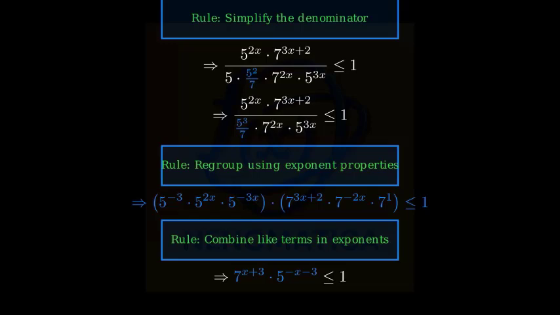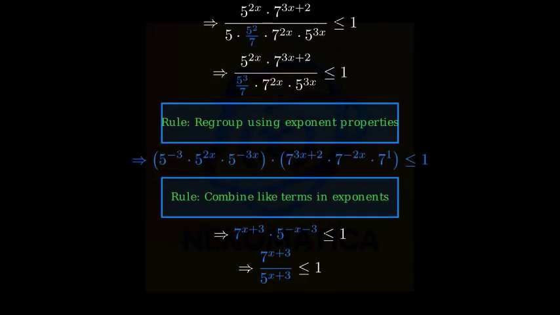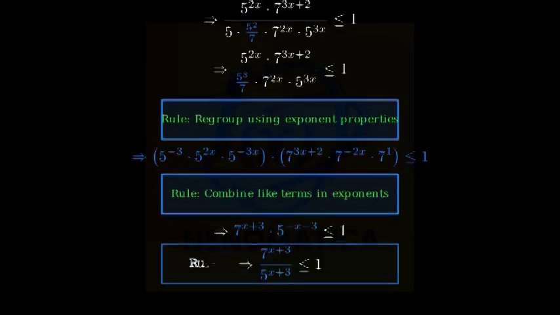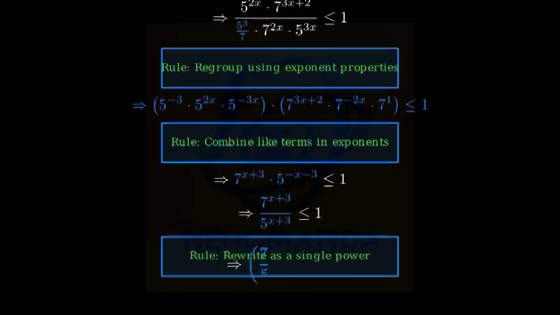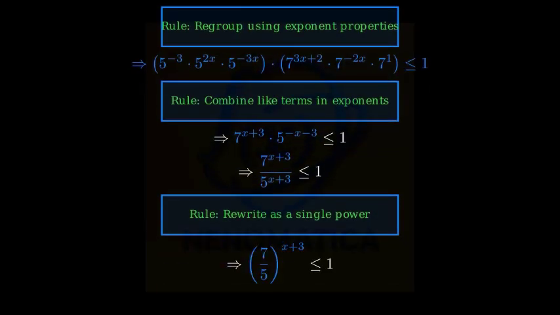For the base 7, we get 7 to the 3x plus 2 minus 2x plus 1, which is 7 to the x plus 3. We can rewrite this as 7 to the x plus 3 divided by 5 to the x plus 3. This is equivalent to the fraction 7 over 5, raised to the power of x plus 3, being less than or equal to 1.